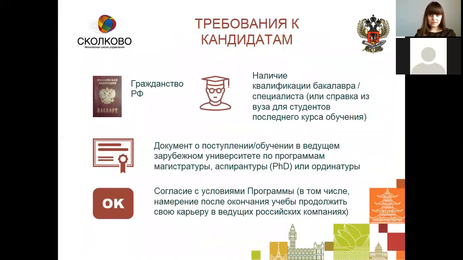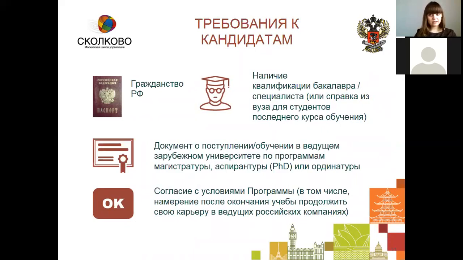Что нужно сделать, чтобы стать идеальным кандидатом в программу глобального образования? У вас должно быть гражданство Российской Федерации, либо двойное гражданство, но одно из них российское. У вас должен быть как минимум бакалавр, неважно, в какой стране получен. Возможно, вы учились в Warwick до этого и получили там бакалавра. Пожалуйста, мы будем только рады.